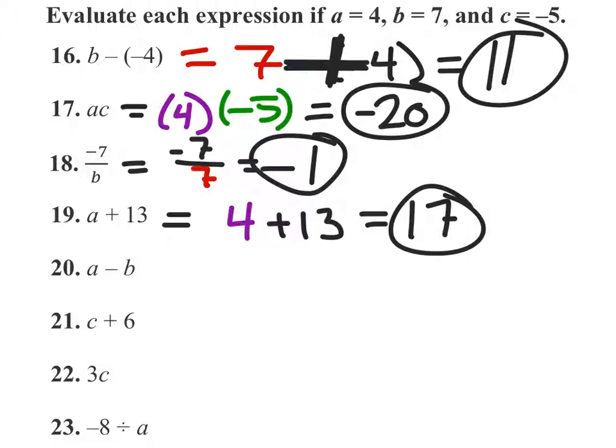Gotta have fingers, right? All right, the next one, we got subtraction. And A is 4, and B is 7. So 4 minus 7, bam, 11. Nope, no, you must be careful. It is negative 3. Very good.